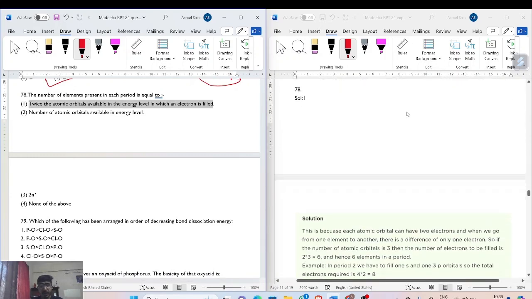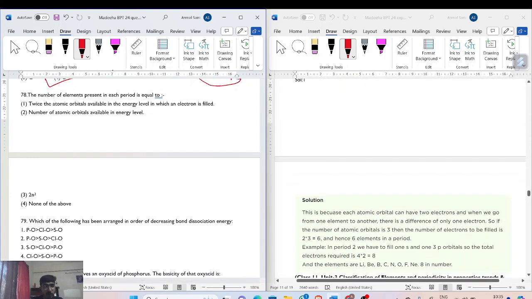Now question number 78. The number of elements present in each period is equal to. This is a theoretical question: the number of elements present in each period is generally equal to twice the atomic orbitals available in the energy level in which an electron is filled. So this is the correct answer.